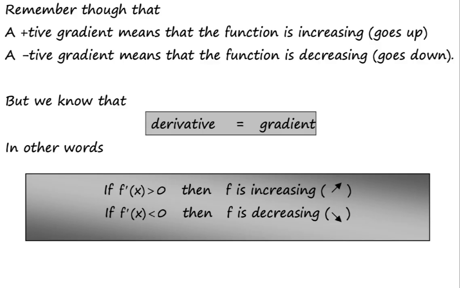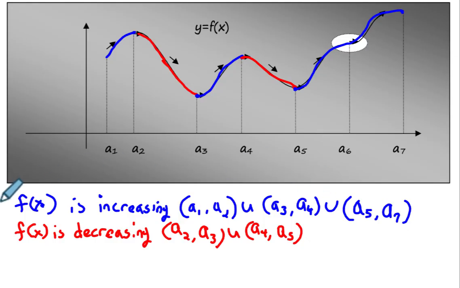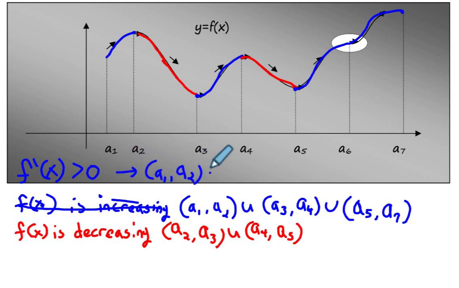Remember, a positive gradient means that the function is increasing, and a negative gradient means that the function is decreasing. So recall that derivative is equal to gradient. So another way that we could find where f of x is increasing, they might ask you, find where the derivative is greater than 0. And that answer would be the same: intervals A1 to A2, A3 to A4, and A5 to A7.